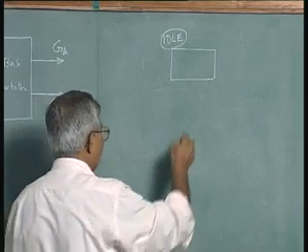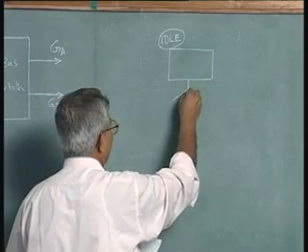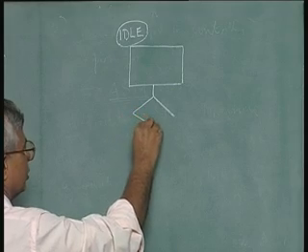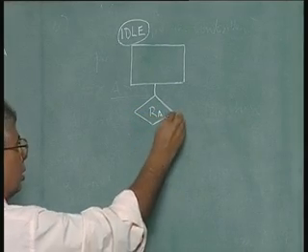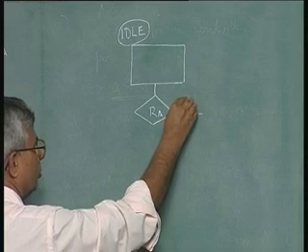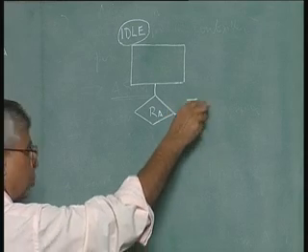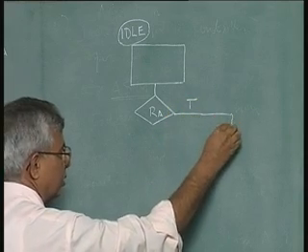And then you have this signal RA coming. If RA is yes, true, it has to process and give GA.